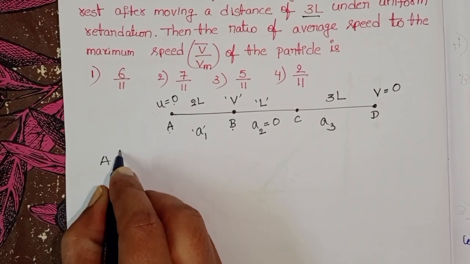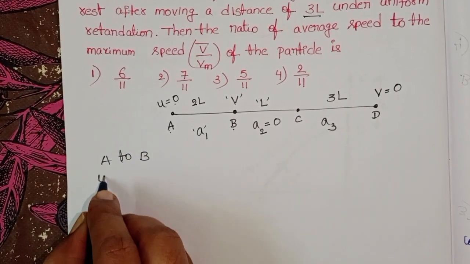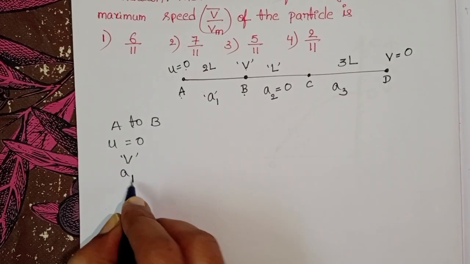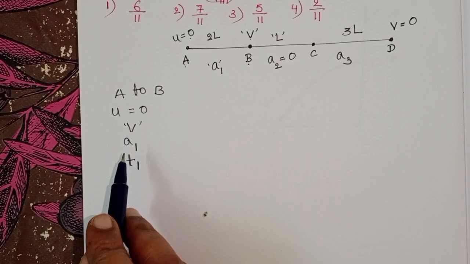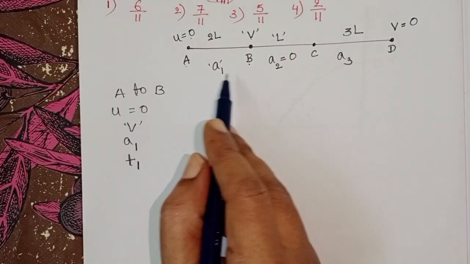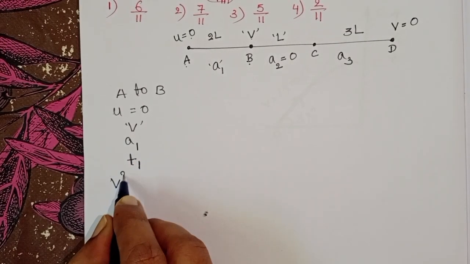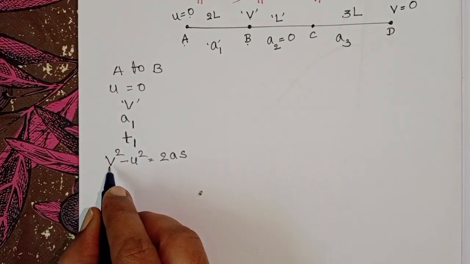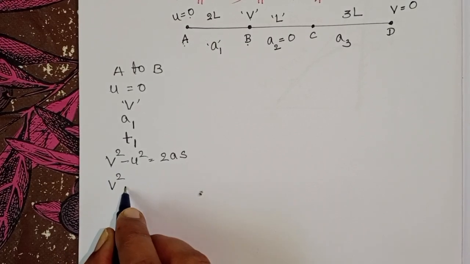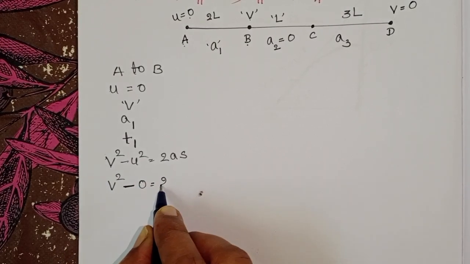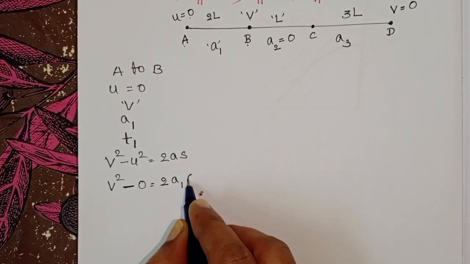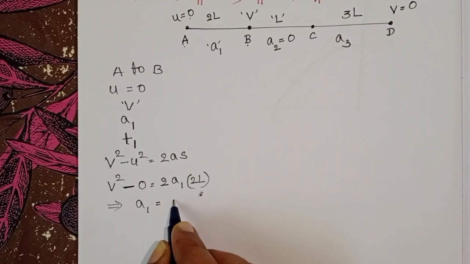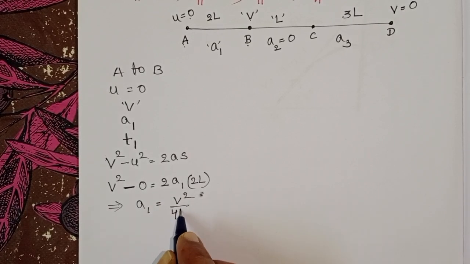From A to B, initial velocity 0, final velocity is v and acceleration is a1. Time t1. Find out the acceleration of the particle from A to B. Take the equation v square minus u square is equal to 2as. Final velocity v, so v square; initial velocity is 0; acceleration a1 and distance travelled by the particle is 2l. From this, a1 is equal to v square by 4l.